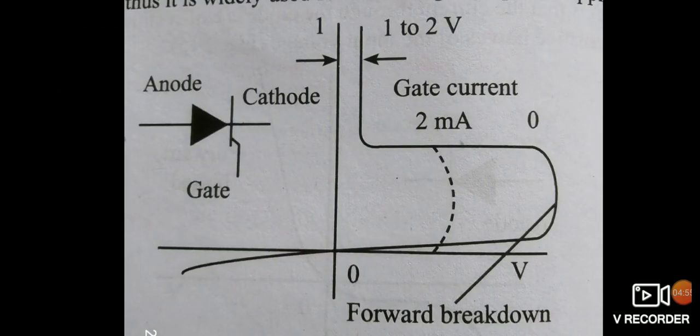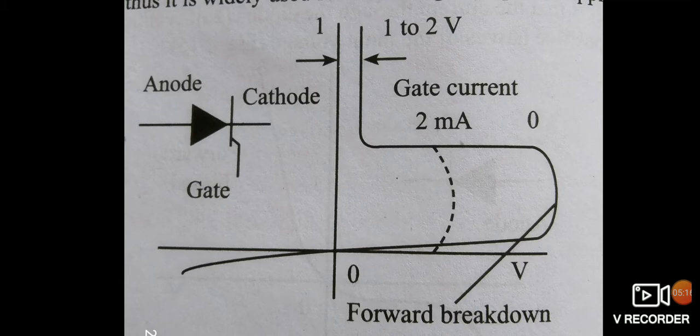Now the next one is thyristors and triacs. The thyristor, or silicon controlled rectifier, can be regarded as a diode which has a gate controlling the conditions under which the diode can be switched on. The figure shows the thyristor characteristics.